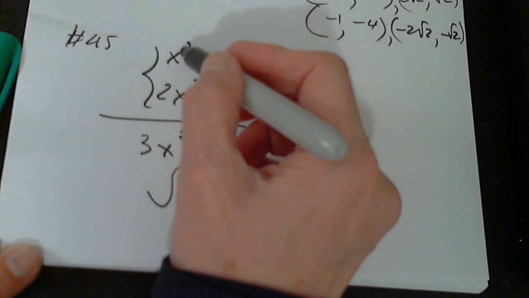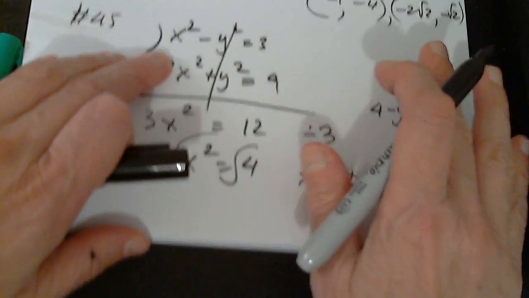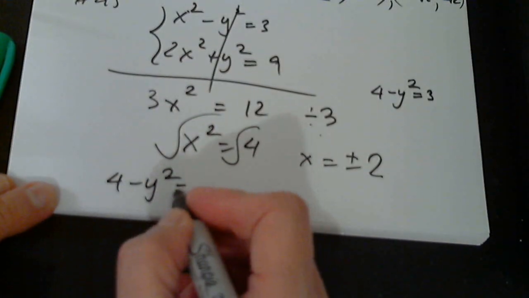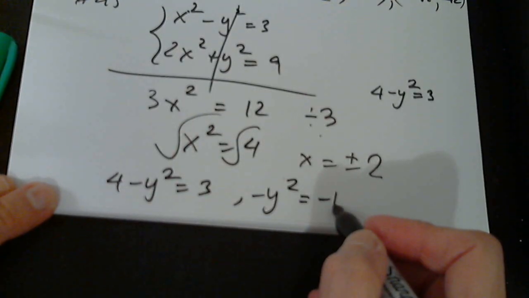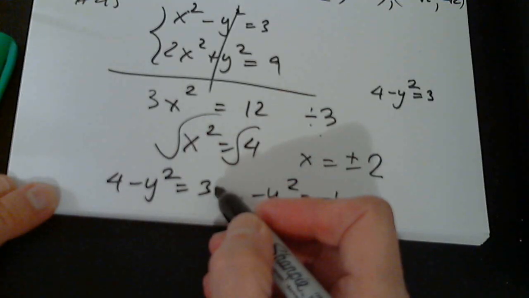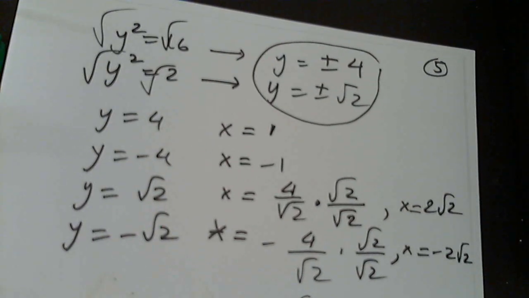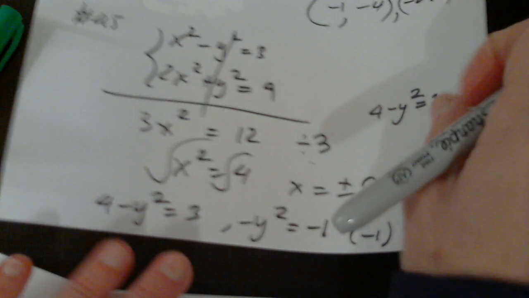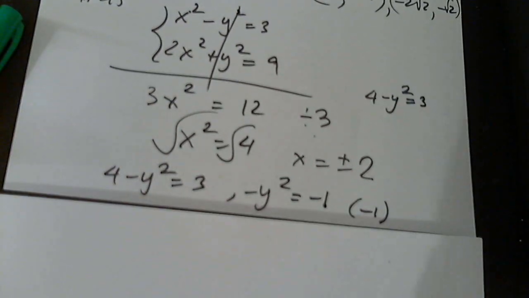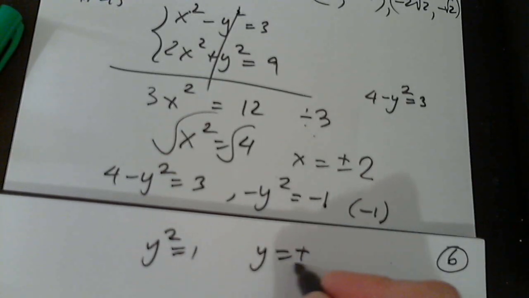So now, I go back anywhere, it doesn't matter. So let's say I go back here. So x squared equals 4. 4 minus y squared equals 3, which means negative y squared equals negative 1, that is 3 minus 4. So then, of course, I will multiply both sides by negative 1, and I get that y squared equals 1. Y squared equals 1 means, taking square roots, y equals plus or minus 1.